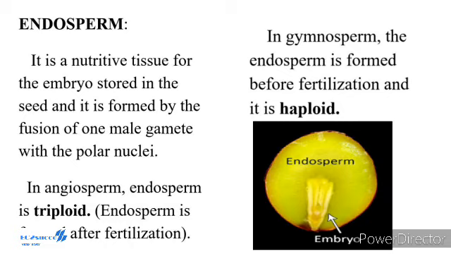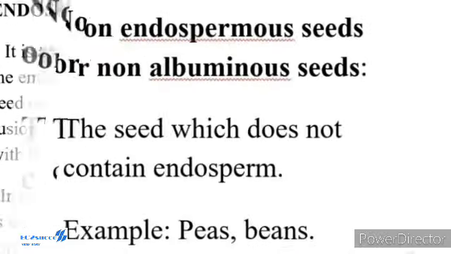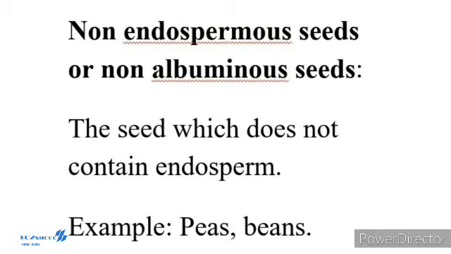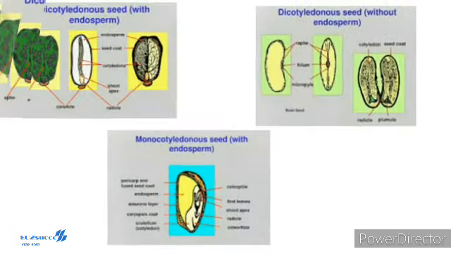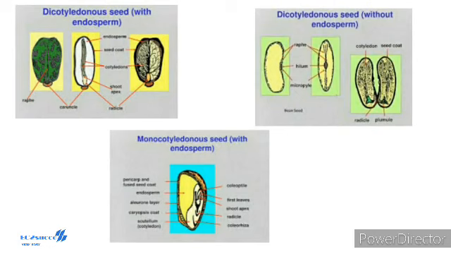Next one, the endospermous seed or albuminous seed. The seed containing the endosperm, where the endosperm may persist in the seed up to the stage of seed germination. Example, castor and coconut. Another one, non-endospermous seeds or non-albuminous seeds. These are seeds which do not contain endosperm. Example, peas and beans. The endosperm is found in two groups of plants, namely angiosperms and gymnosperms.